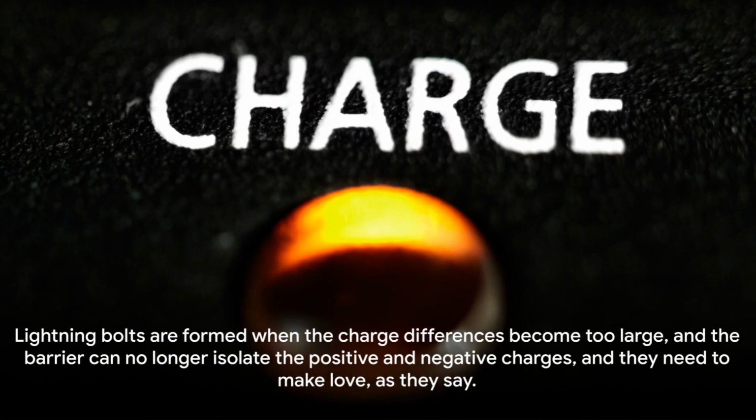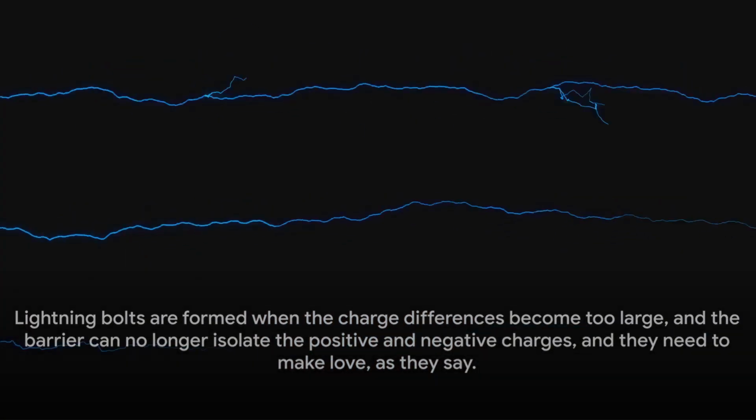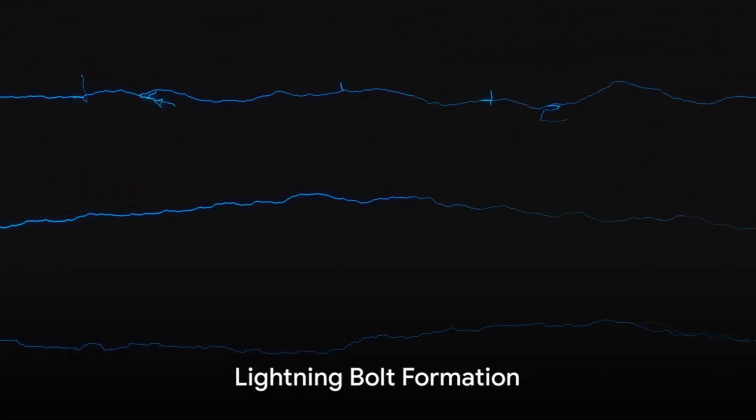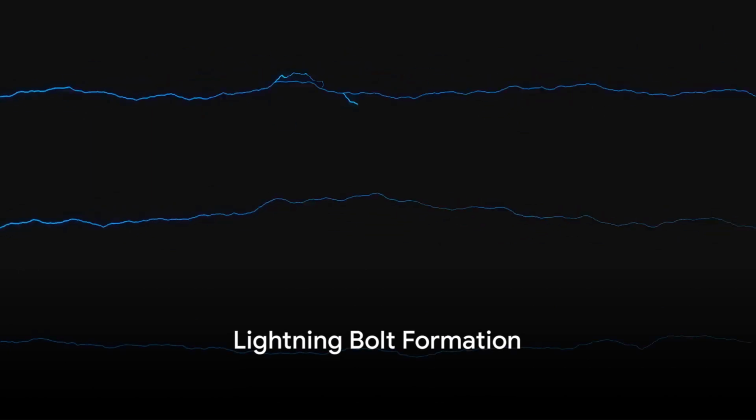When the charge differences become too large, the barrier can no longer isolate the positive and negative charges, and they need to make love, as they say. This electrical discharge ionizes the surrounding area, creating free electrons and positive ions, forming a column of ionized gas known as plasma. So, do lightning bolts start from the top or bottom?